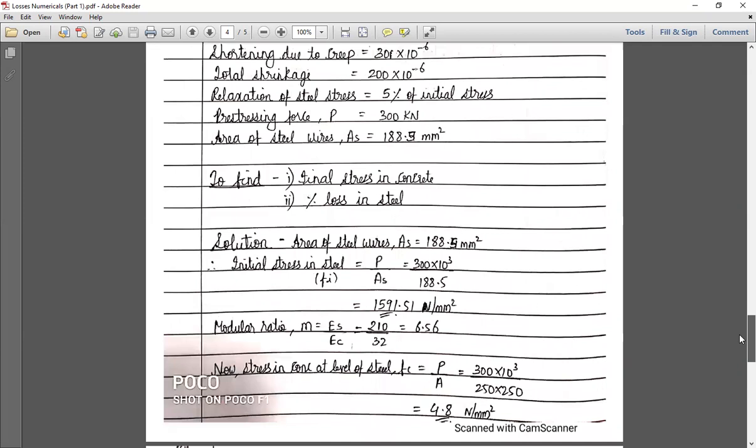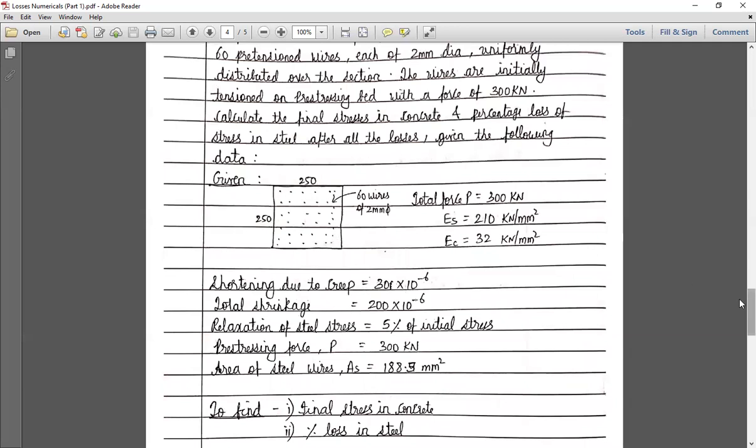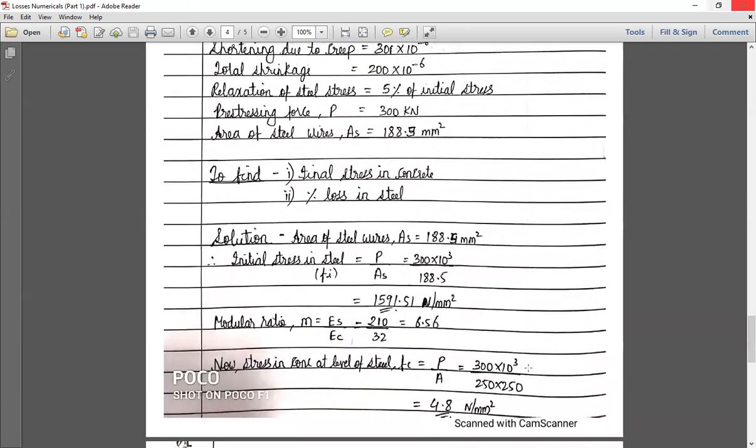Now the stress in concrete at the level of steel is given by P by A plus Pe squared upon I. But in this case, we don't have any eccentricity as the wires are uniformly distributed throughout the section. So here you can see it is uniformly distributed, so the second term will not be there. Only the stress in concrete at the level of steel is given by the direct stress P by A. If eccentricity is given to you in the question, in that case, you will use the formula which we have used in the previous problem. So Fc, that is the stress in concrete at the level of steel, is given by only P by A.